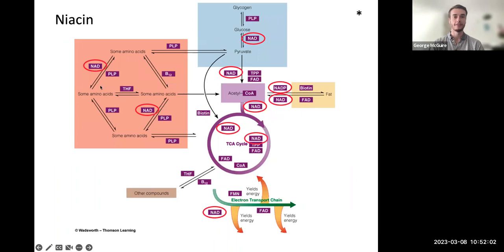All right. And so anywhere you see NAD, that is niacin. It's involved in almost all of these processes. So the conversion of glucose into pyruvate, the conversion of pyruvate into acetyl coenzyme A, and then the use of acetyl coenzyme A during the TCA cycle, as well as donating electrons to the electron transport chain. It's involved in our transformation of amino acids, as well as the transformation of lipids into acetyl coenzyme A and back.